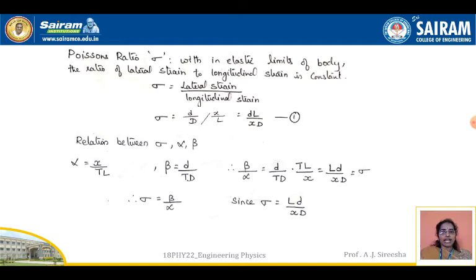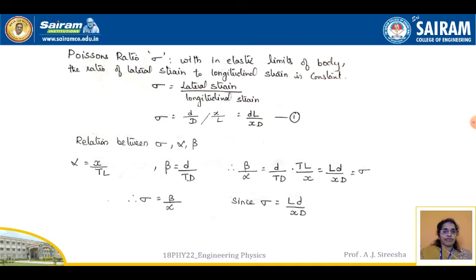The relation between sigma, alpha and beta. Sigma is the Poisson's ratio, alpha is the longitudinal strain coefficient and beta is the lateral strain coefficient. Now if you see, we know that alpha is equal to X by TL and beta is equal to d by TD. So beta by alpha gives you d by TD into TL by X. That implies T and T get cancelled. So it is capital LD by X into d.